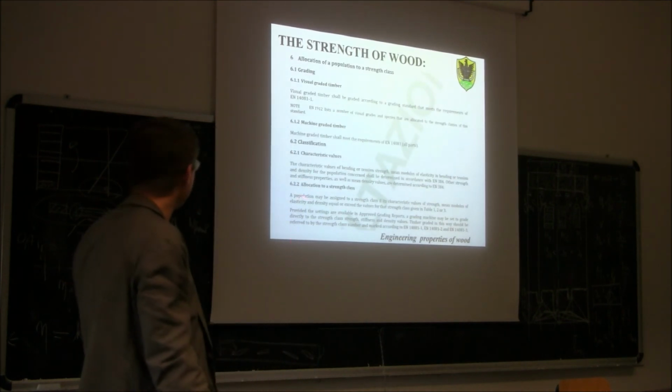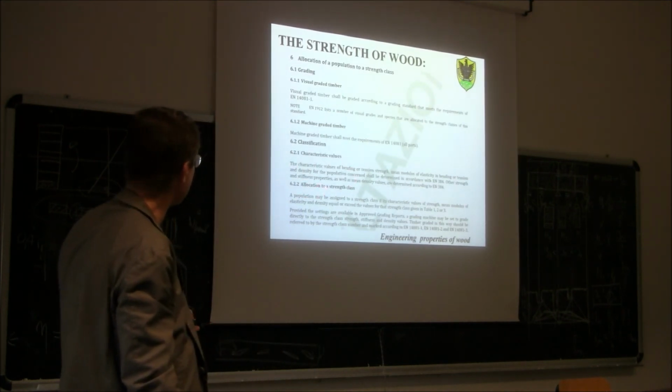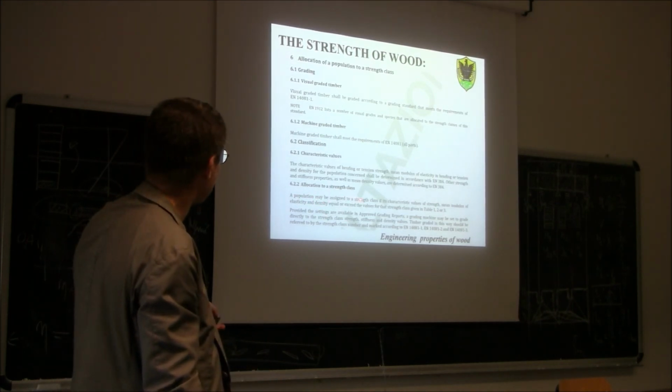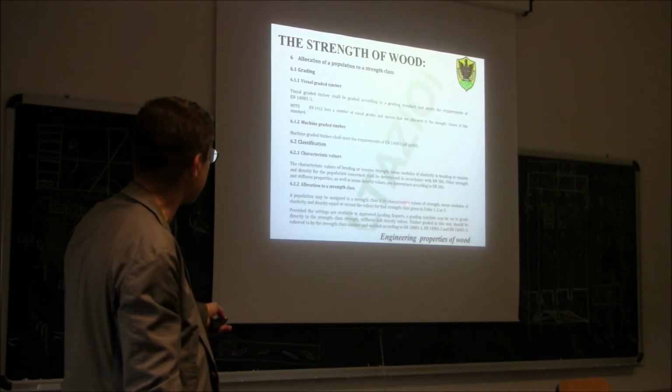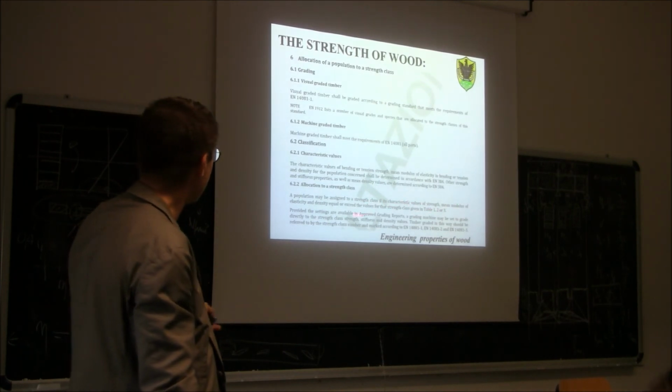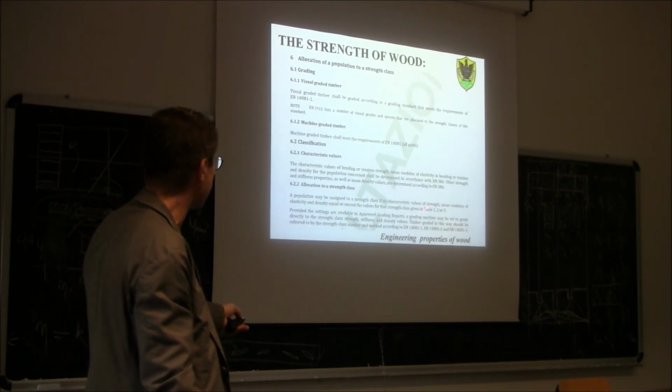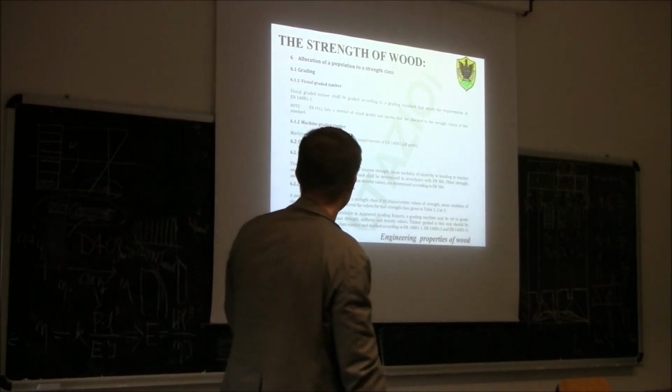And then you see the allocation of a population of wood to a certain strength class. A population of wood specimens may be assigned to a strength class if its characteristic values of strength, mean modulus of elasticity, and density equal or exceed the values for that strength class given in table 1, 2, or 3. So what does this mean?